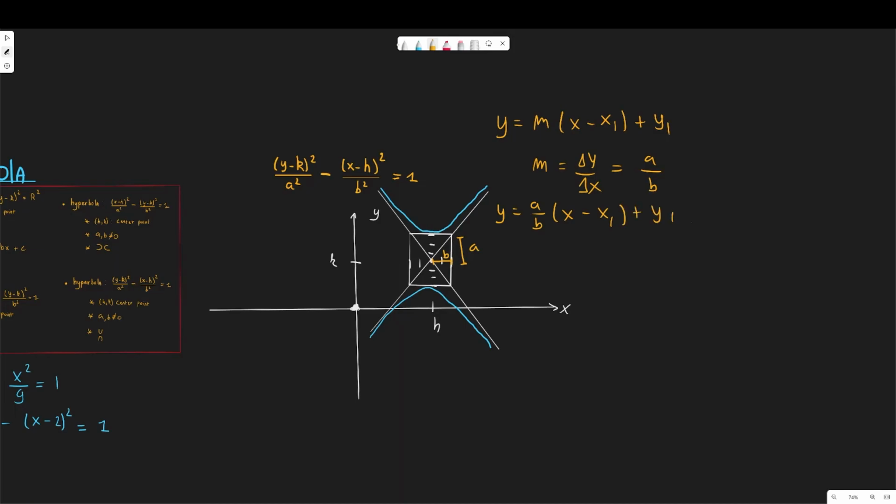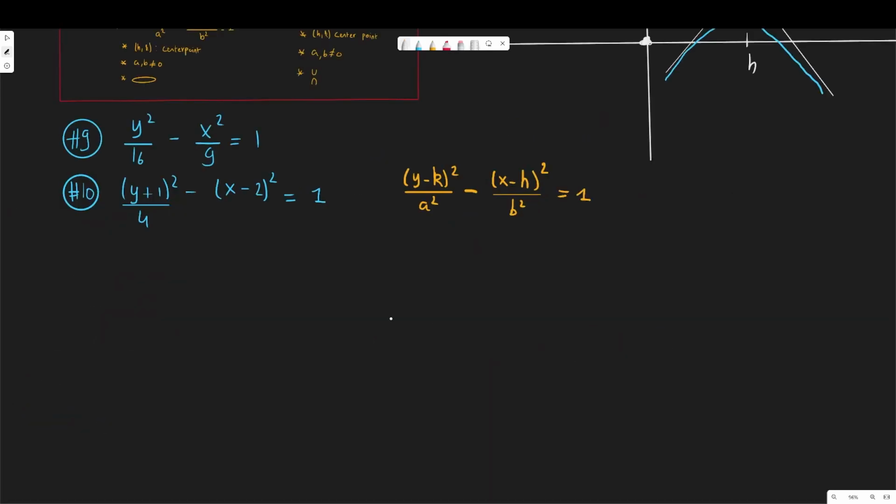And once again, with x1 and y1, we know that one point that satisfies this equation is the point h, k, so the center point of our box. So y will become a over b times x minus h plus k. This will be our equation for the upward asymptote, and y is equal to negative a over b times x minus h plus k will be our equation for our asymptote going downwards. And this will be everything you need to know in order to sketch a hyperbola of this form.